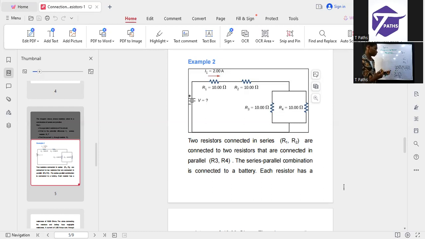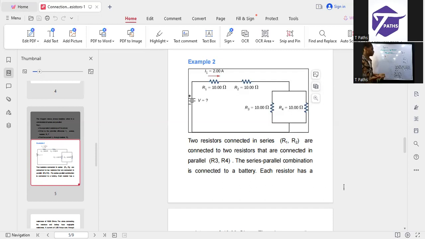They've not given us the potential difference of the battery. Each resistor has a resistance of 10 ohms. If the wires connecting the resistors and battery have negligible resistance, and a current of 2.0 amperes runs through resistor R1, what is the voltage supplied by the voltage source? They're asking us to find the voltage supplied by the voltage source, which is capital V, the V beside the voltage source, which is the battery.